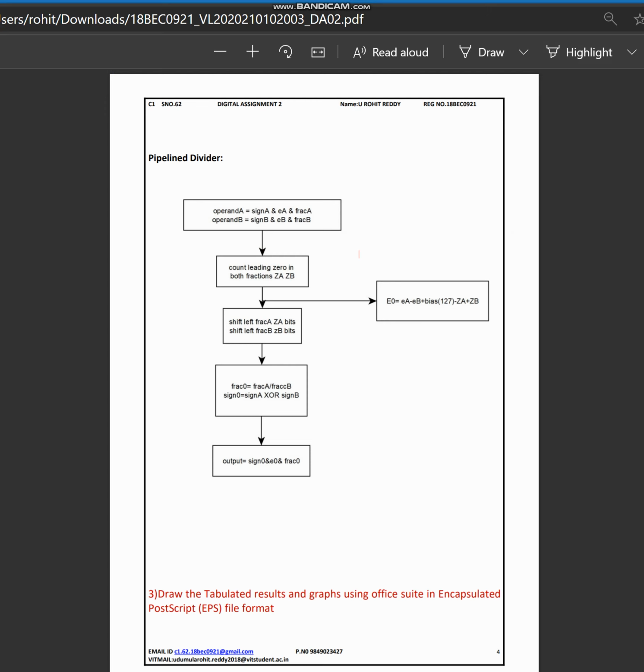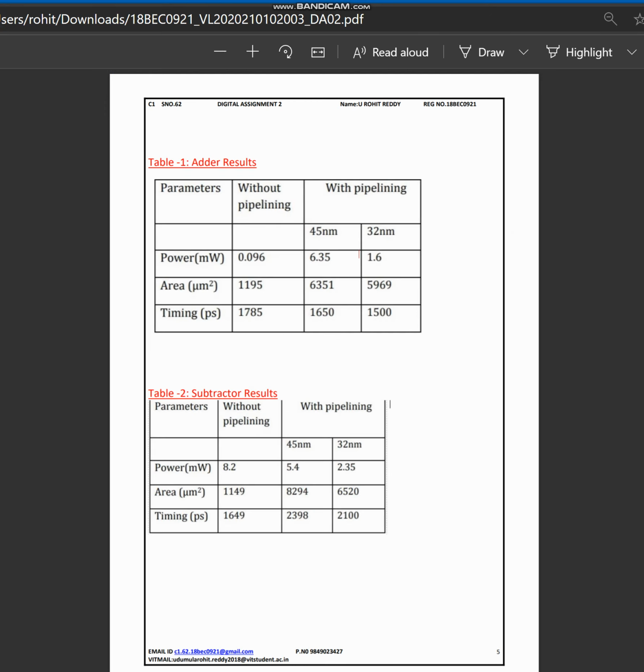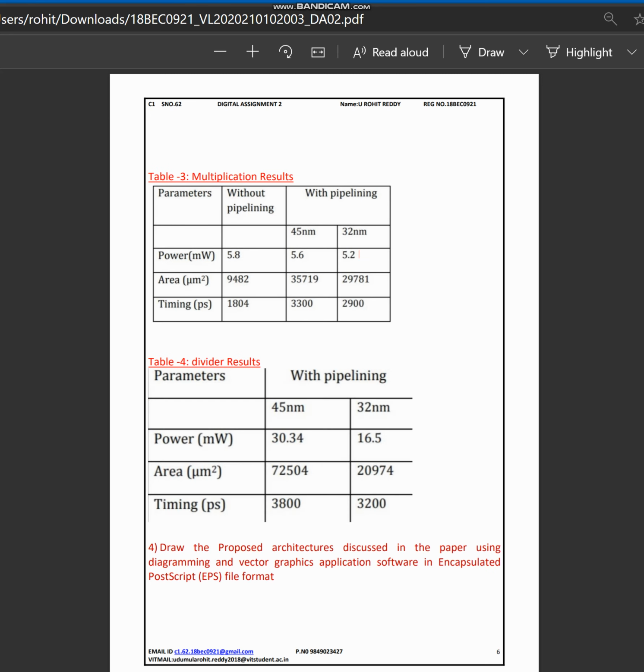So these are some of the tabulated results and graphs using Office Suite. These are the adder results, the subtractor results, in which they contain parameters like power, area, timing, without pipelining and with pipelining. This is for multiplication results and the divider results.